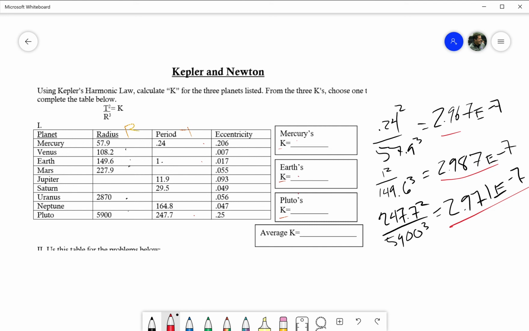Okay, so then what I do is I have you take the average of it and get that average right there. Okay, and you'll use those to solve for the other answers, and I'll show that in my next video.